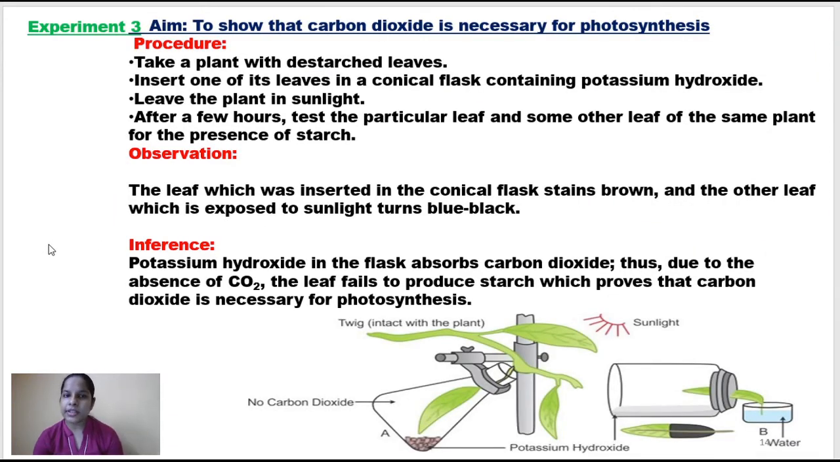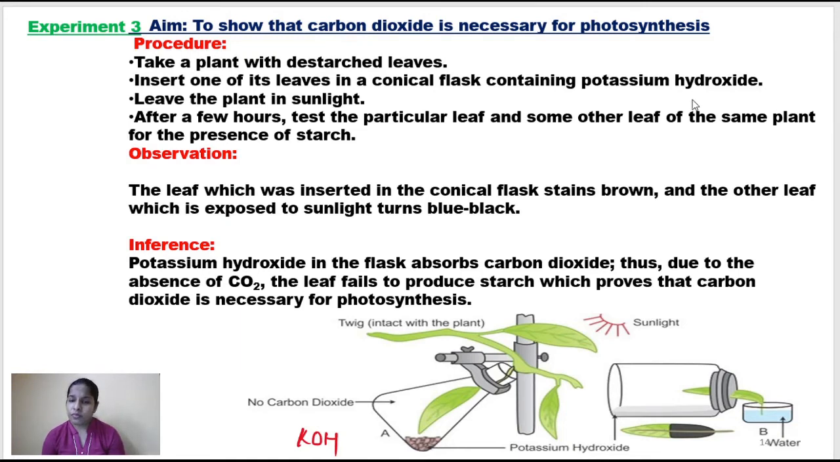The next experiment that we are going to discuss is to show that carbon dioxide is necessary for photosynthesis. So we have taken a discharged leaf. After the discharge of the leaf, we have modified the setup. This is a little modification from the rest of the experiments. The modification is that a part of the leaf was kept inside a flask which contained potassium hydroxide, or KOH, the formula of potassium hydroxide.